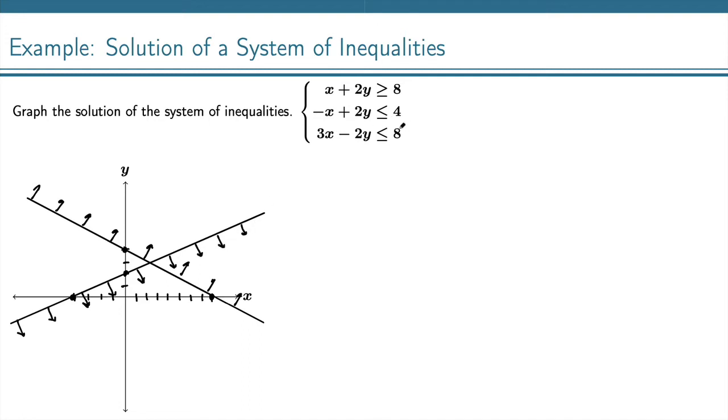And finally, this last one, a little bit more complicated. It's got an x-intercept of 8/3, which is a little bit less than 3. And a y-intercept of -4. So 1, 2, 3, 4. So there's that line.